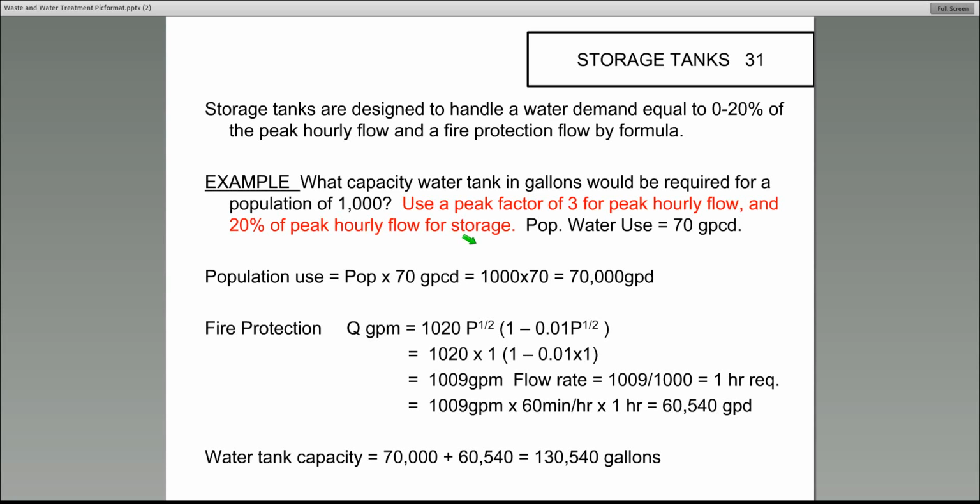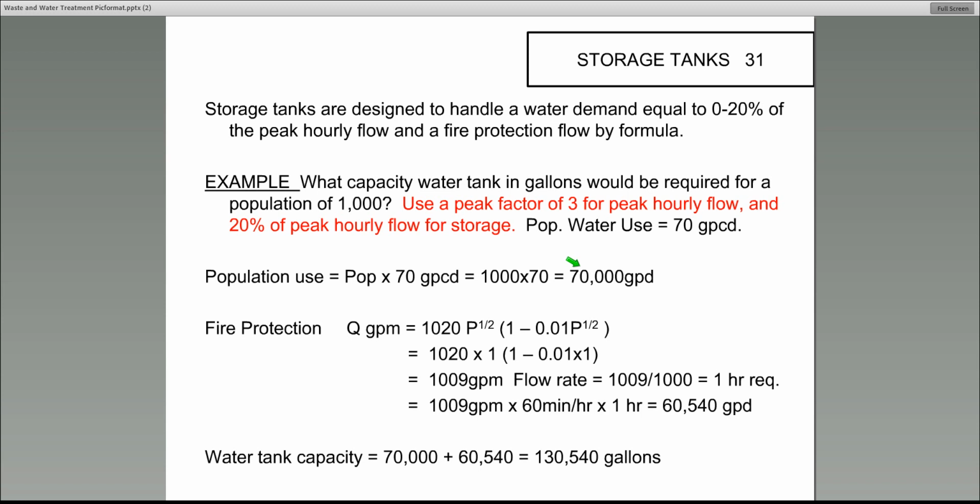In this case, the population use for storage would be population times 70 gallons per capita per day. So this is a small town, and the average flow going through that town is 70,000 gallons per day. That's what's going to be used for population. A lot of times they'll just give you this number. They'll say a city uses an average, or a peak, of so many gallons per day.